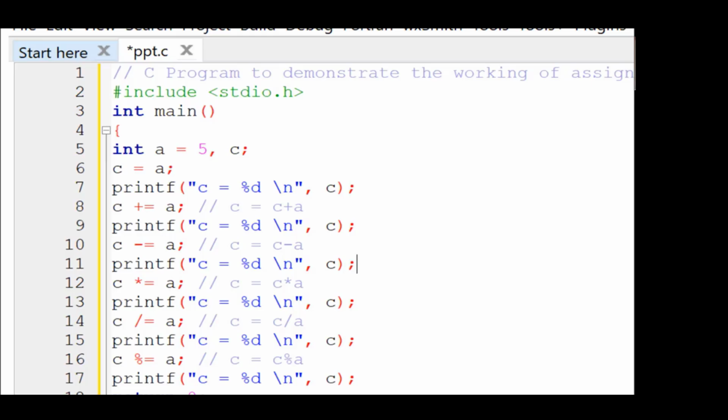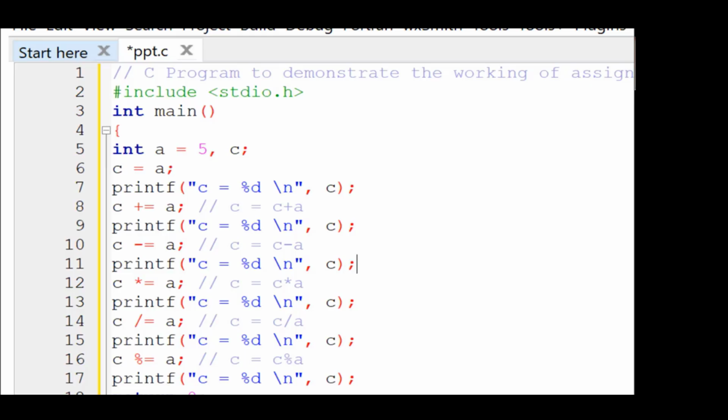And then when you move on to line 12, where you have c asterisk equal a, what this means is that c equals c asterisk a. And now at that point in line 10, our c is 5. So 5 times a, which is 5, would give us 25. So the new value for c is 25 at line 12.